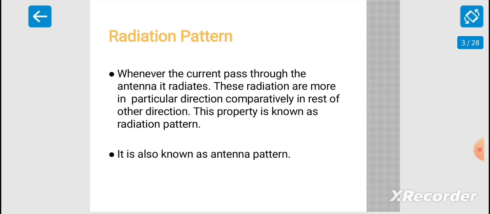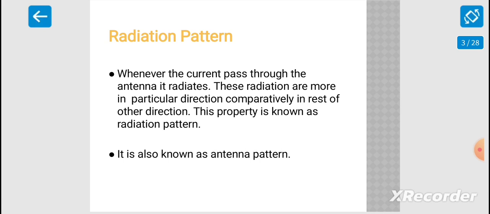Next, the radiation pattern. In this radiation pattern, whenever the current passes through the antenna, it radiates. These radiations are stronger in one particular direction than in the rest of the other directions. This property is known as the radiation pattern. It is also called the antenna pattern.